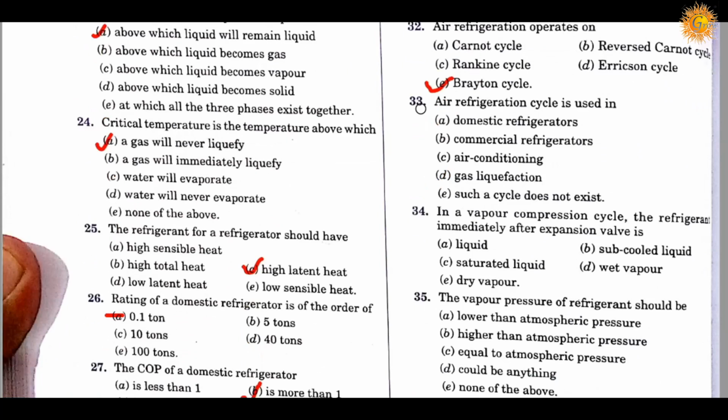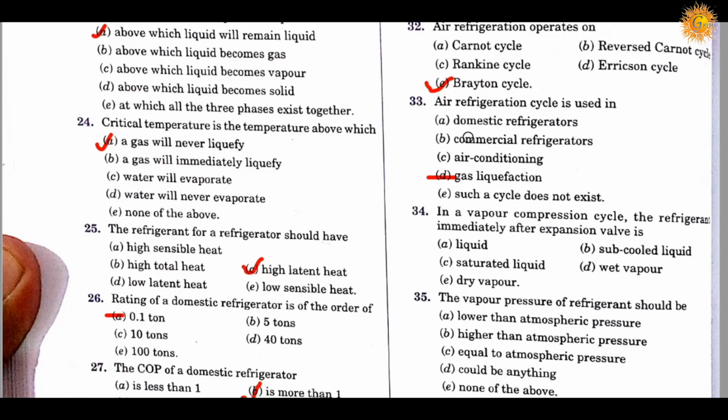Question 33. Air refrigeration cycle is used in, option A, domestic refrigerators, option B, commercial refrigerators, option C, air conditioning, option D, gas liquefaction, option E, such a cycle does not exist. So the correct answer is D, gas liquefaction. Air refrigeration cycle is used in gas liquefaction.